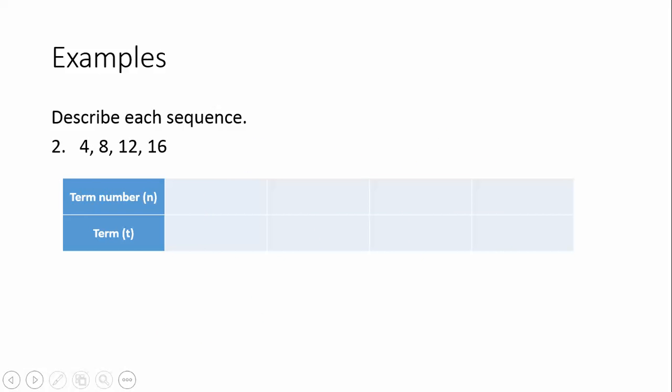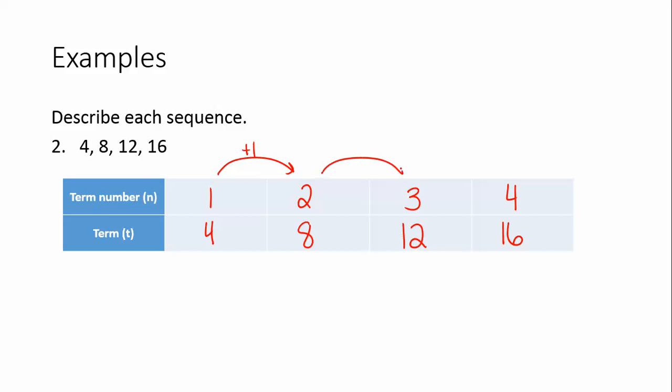Let's look at another example. Again, describe the sequence. Well, the first term is a 4, the second term is 8, the third term is 12, and the fourth term is 16. So we still have the difference of the term numbers being 1. That's what we want. And you'll notice that the common difference is 4. We're adding 4 to get from one term to the next.